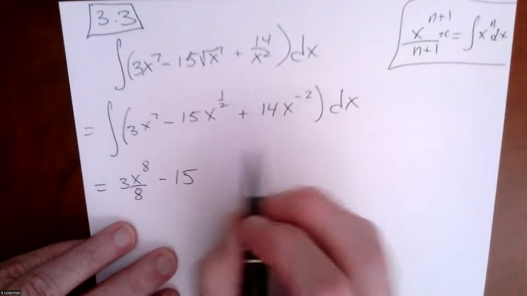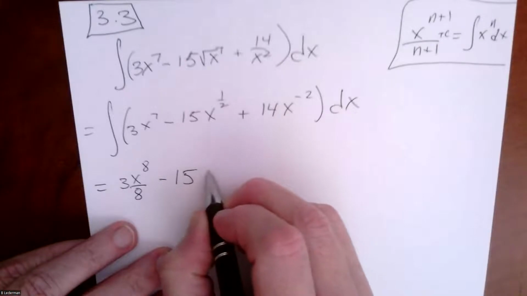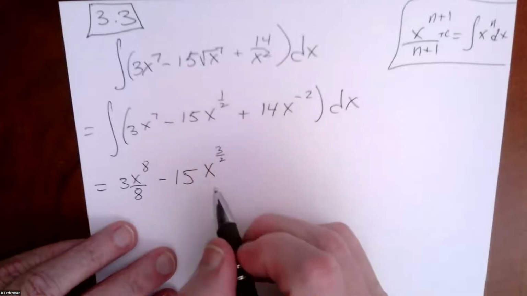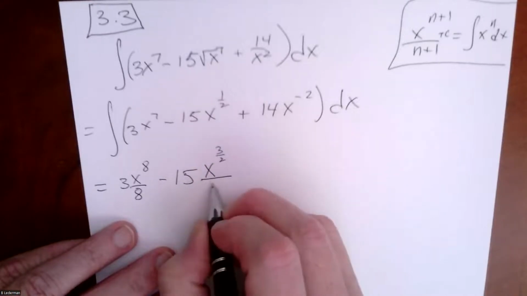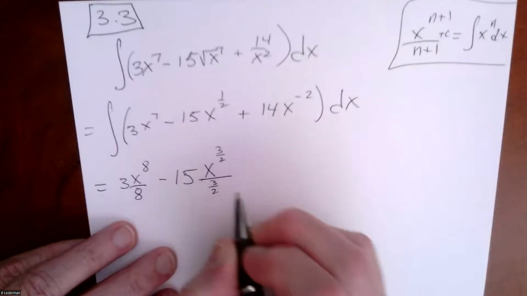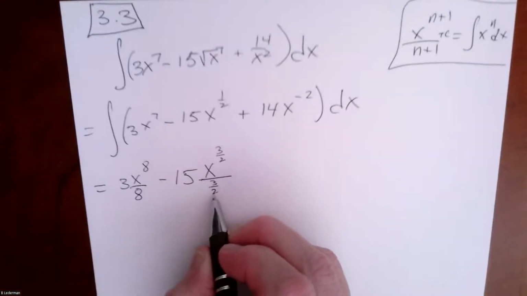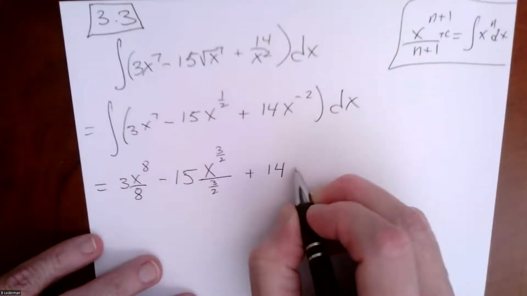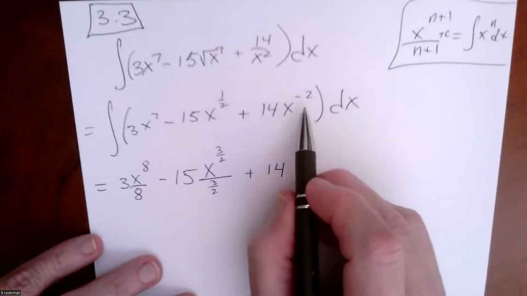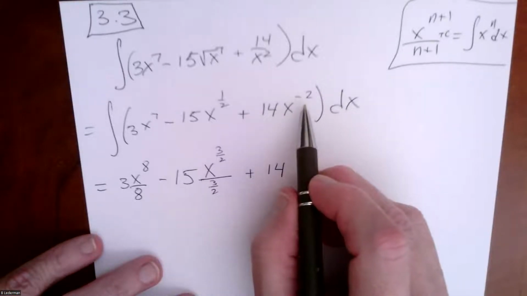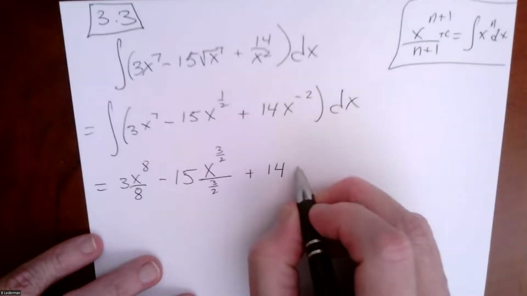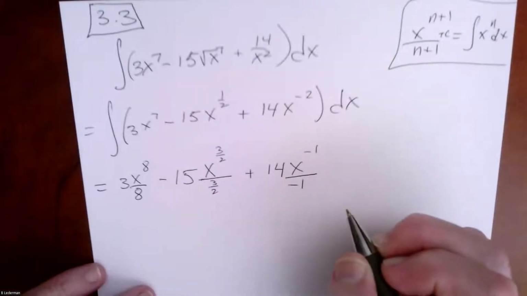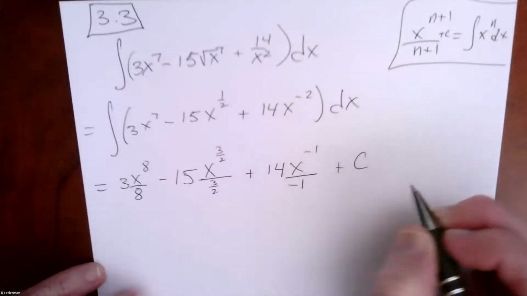Minus 15 times x to the 3/2, because 1/2 plus 1 is equal to 3/2, over 3/2. I'm going to clean up this fraction as soon as I finish the next one. Plus 14 times, now this is a little tricky. You might think that 2 plus 1 is 3, but that's not 2, that's negative 2. So it's actually x to the negative 1 over negative 1. And of course, I always have to write the plus c.